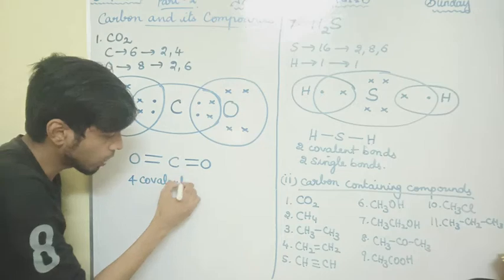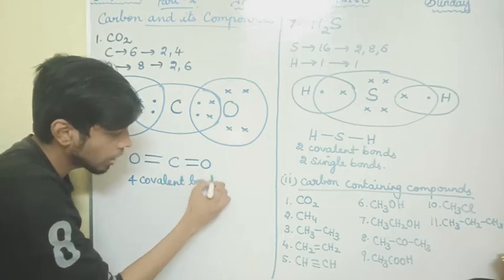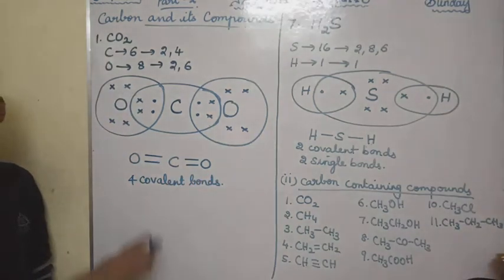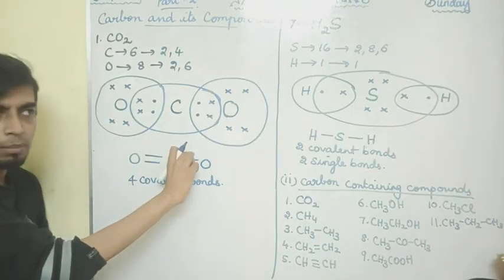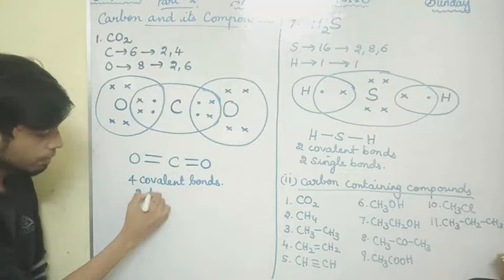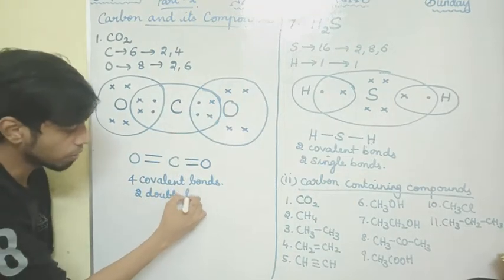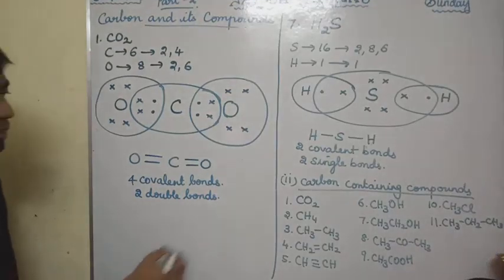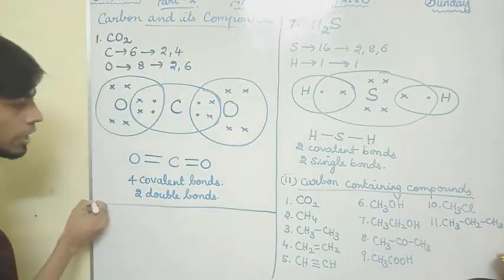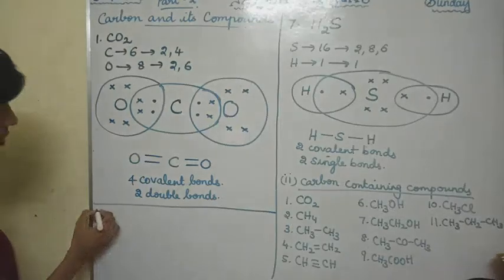covalent bonds. And how is it present? This side it is a double bond, and this side also it is a double bond. So the 4 covalent bonds are present in the form of 2 double bonds. Now next one we will draw for CH4.